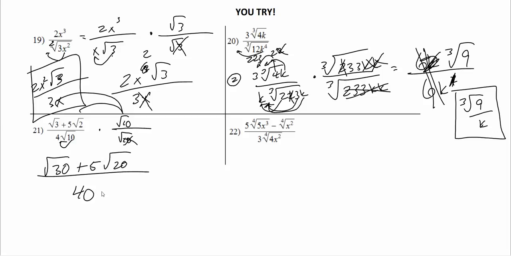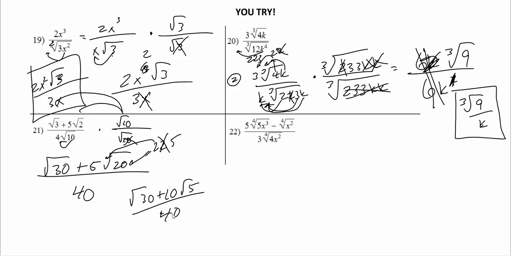Some of you might be like, all right, I'm good, I'm done. Well, I'm not. This 20 is actually 2 times 2 times 5, so a 2 gets pulled and another 2 gets crossed off, so this technically becomes root 30 plus 10 root 5 over 40.